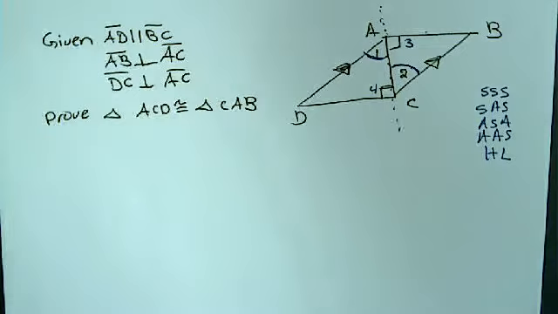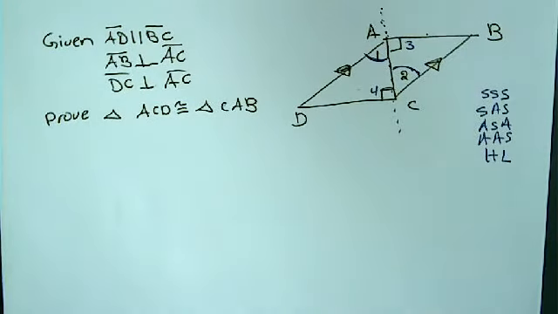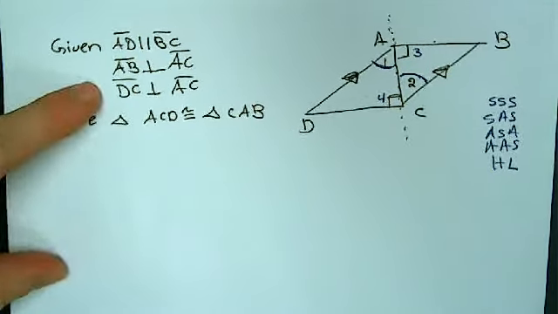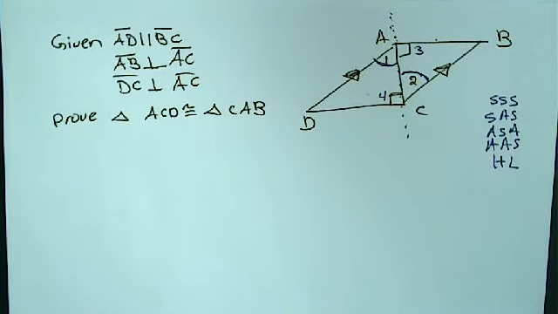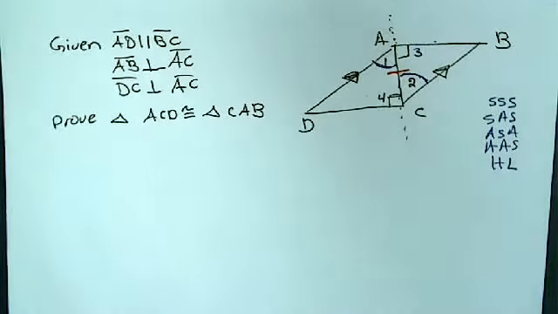Do I have any sides that are congruent? A side would be useful. All of these require at least 1 side. So is there any side congruent between the 2 figures? AD and BC. They're not marked as congruent. It's not given as congruent. Which one? AC is congruent to what? Oh, yeah, that's right. Whenever you have a shared side, it's always congruent to itself by reflexive.